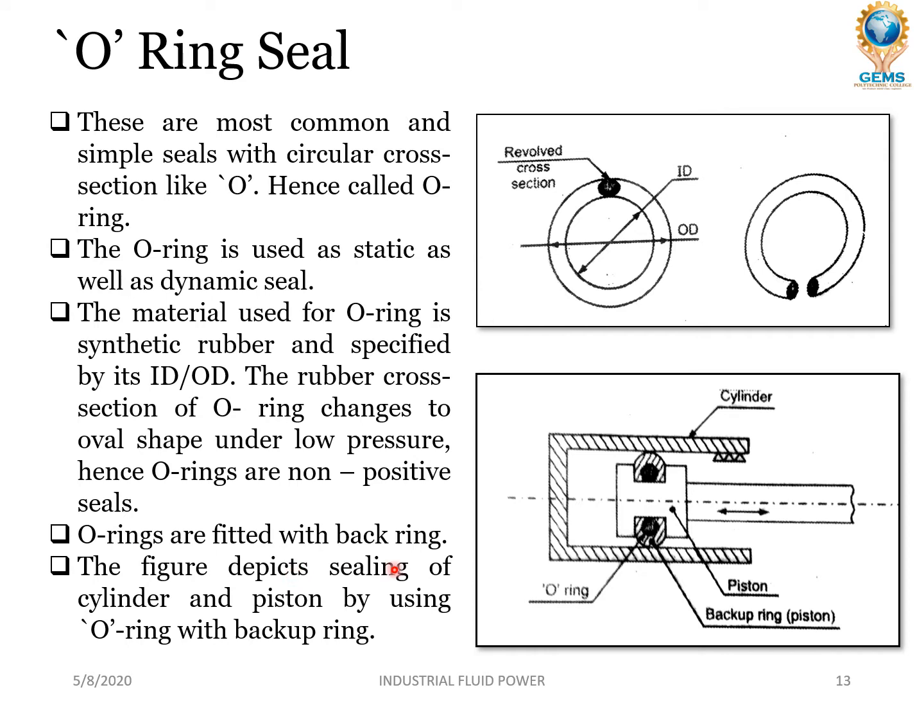O-rings are fitted with a backup ring. The figure depicts sealing of cylinder and piston by using an O-ring with backup ring. So this is the actual schematic view of the O-ring. So this is the O-ring, and you have a backup ring which is used in the piston rod.